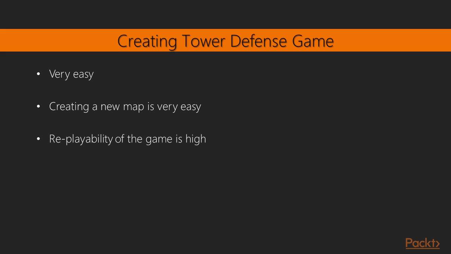Creating a tower defense game with many levels can be done relatively easily once all the main logic behind the game has been implemented. In fact, due to the modularity of each component, creating a new map is very easy, and also the replayability of the game is high, since in every level the player can decide to use different strategies. In this section, we will see how to implement the basic elements, which we will use in further sections to create our tower defense game.